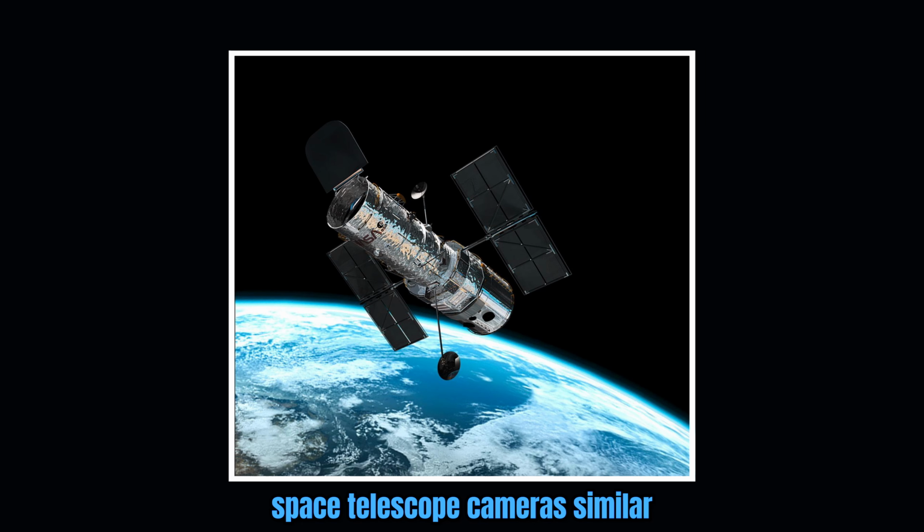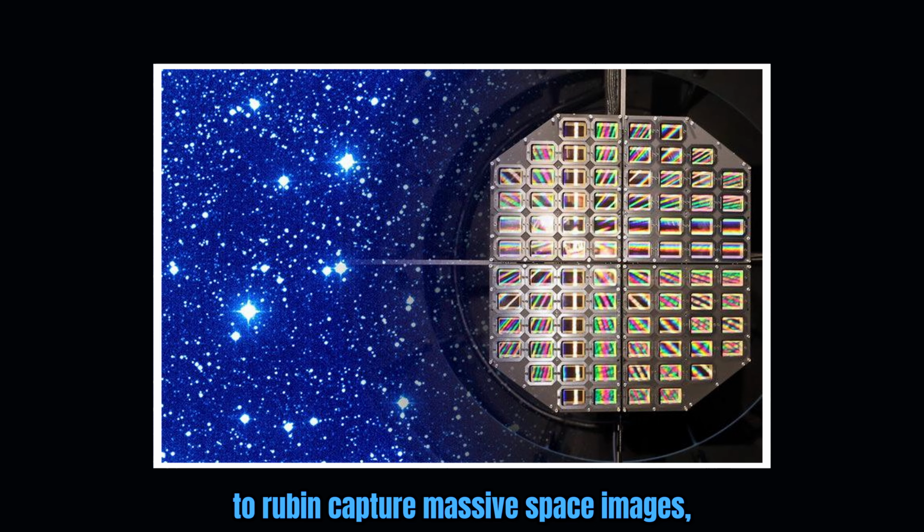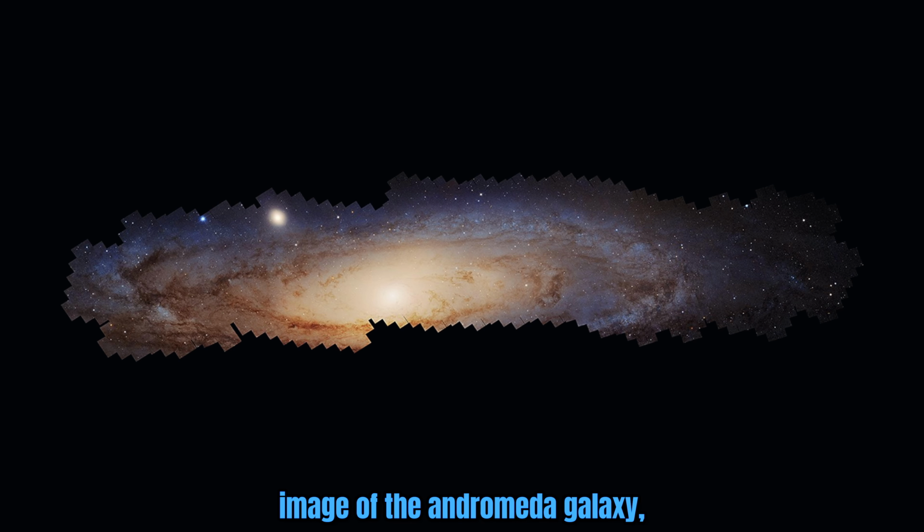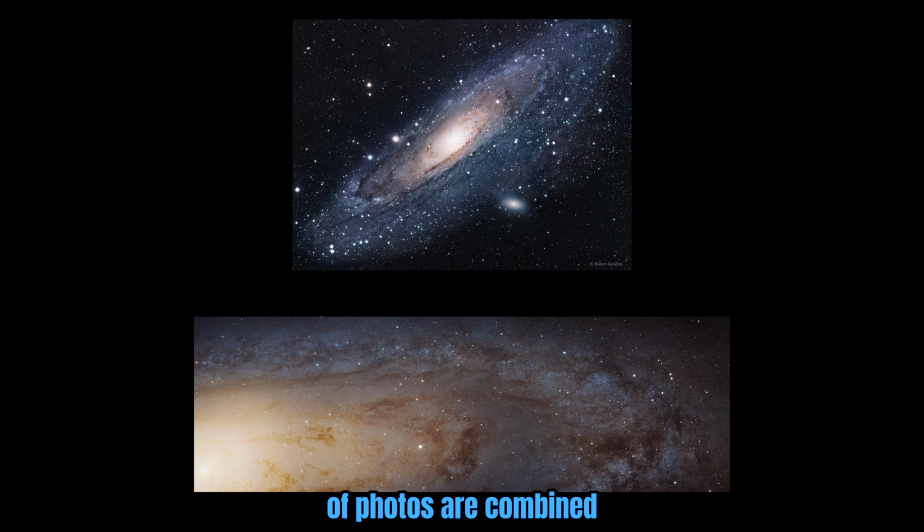Space telescope cameras similar to Rubin capture massive space images, like this huge stitched image of the Andromeda Galaxy, where thousands of photos are combined into one giant image, revealing a lot of detail.